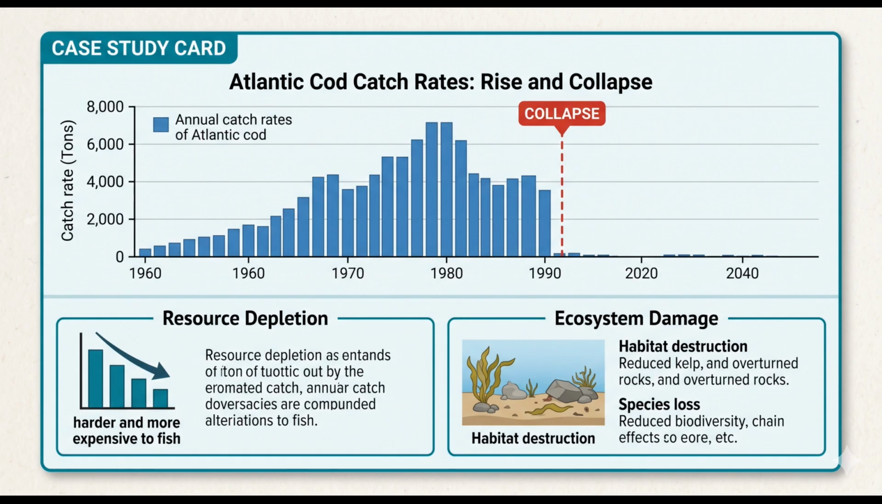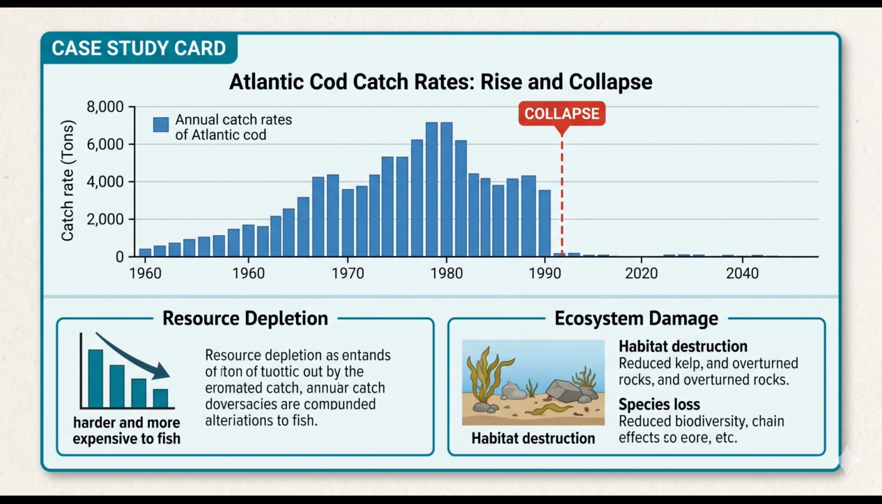Consequence 2, ecosystem damage. When resources are over-extracted, the surrounding environment suffers alongside the resource itself. Deforestation causes soil erosion. Overfishing causes population crashes across the food web. Oil extraction causes pollution. Ecosystem damage is often longer lasting than the depletion itself.